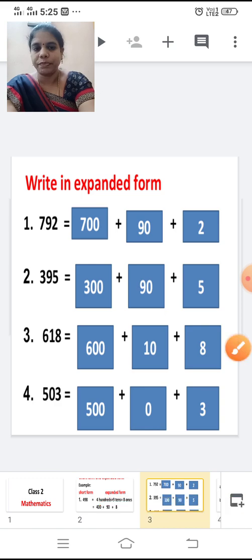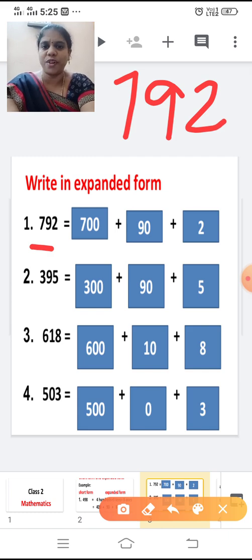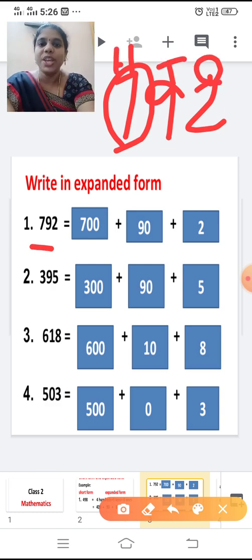Yes. First one, 792. We are going to write this number in expanded form. Now tell me, what do you mean by expanded form? It is the sum of the place value of each digit, right? So 7, it is in which place? Hundreds place. 2 is in the ones place, 9 in the tens place and 7 in the hundreds place, right? So now we are going to write in expanded form.